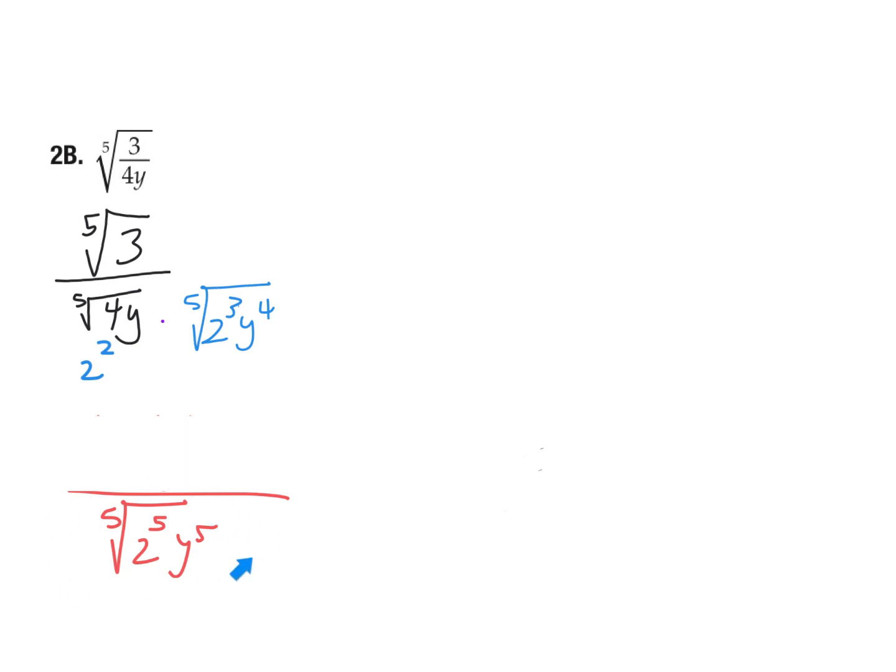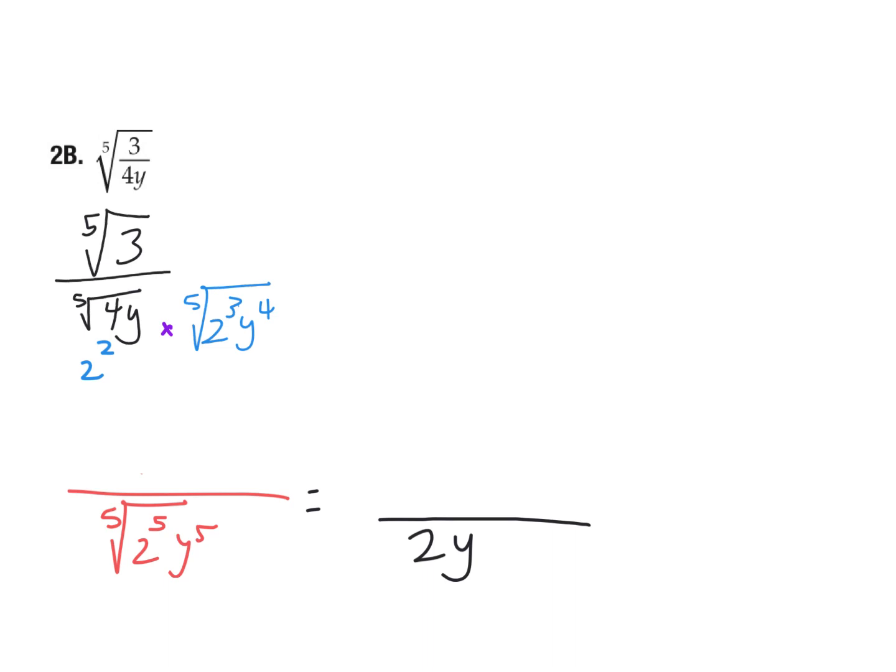What is this on the bottom now? When I simplify it, 2y. The 5's cancel for the 2, the 5's cancel for the y. So on the bottom, I've accomplished the idea of getting rid of the radical. That's the whole point. So I've got a 2y there. Now we got to finish up with the top because the bottom is done.